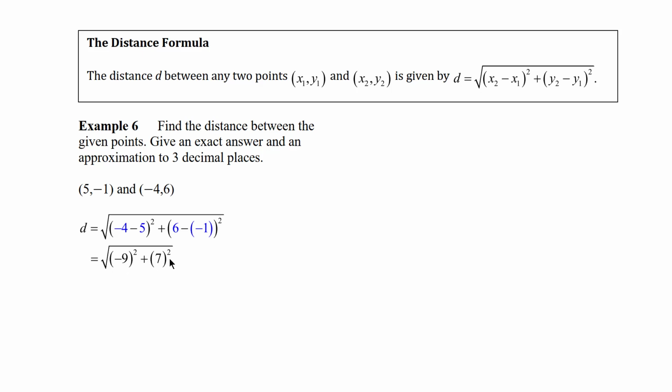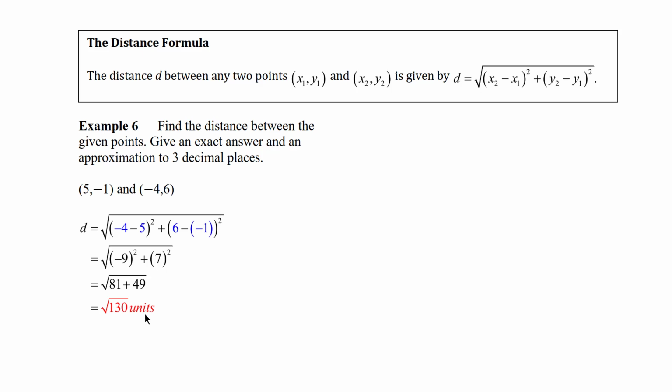From here, we square the negative 9, which is 81, and square the 7, which is 49. The result is the square root of 81 plus 49. Next we add 81 and 49, which is 130. So our final answer is the square root of 130 units.